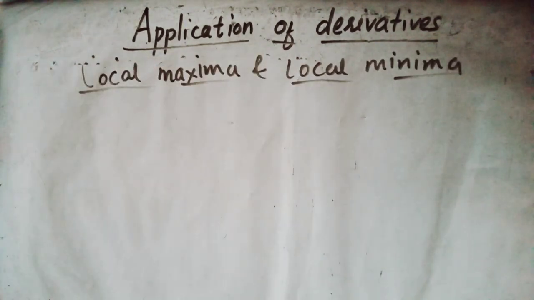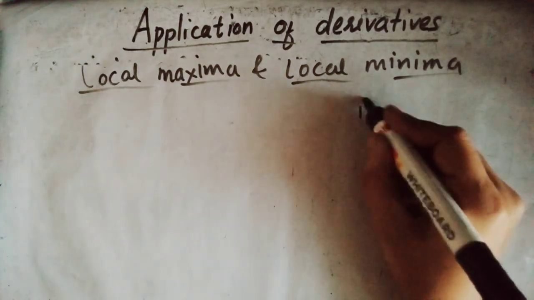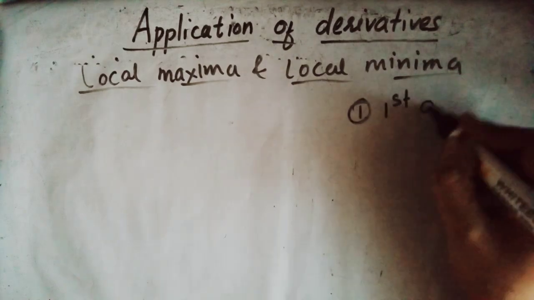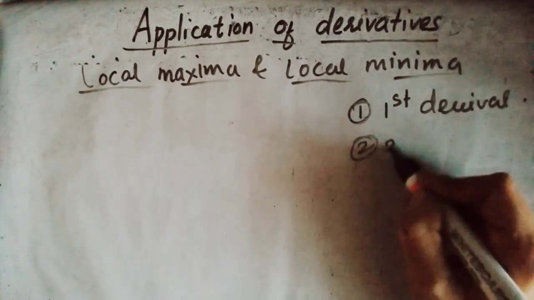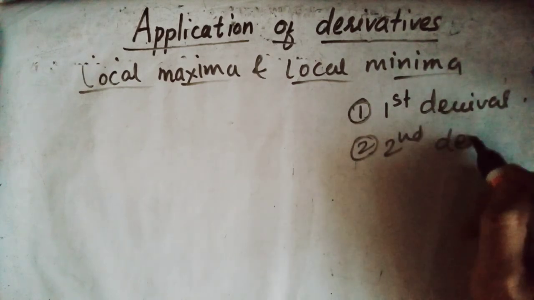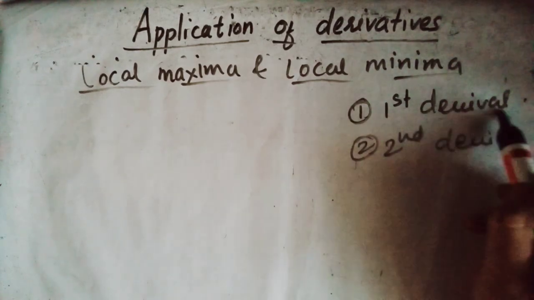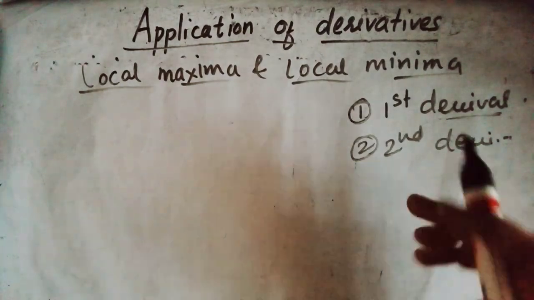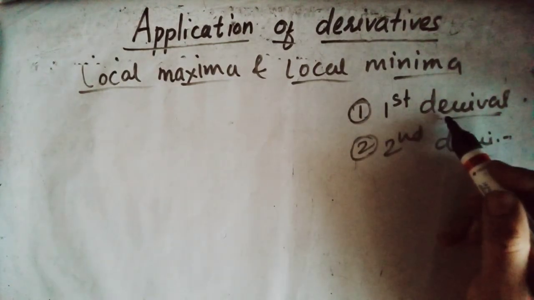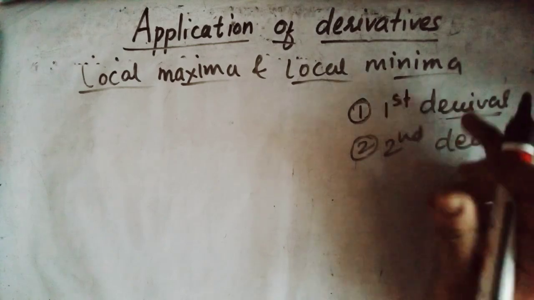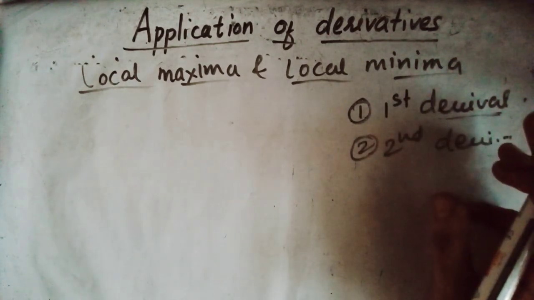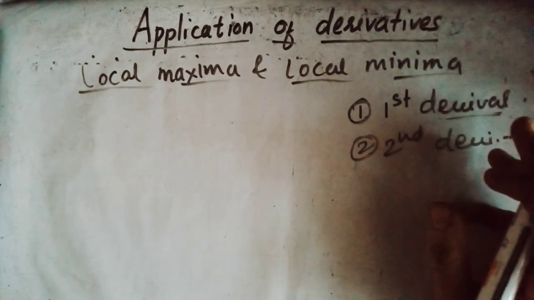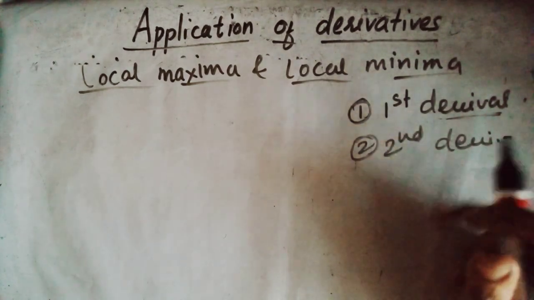Now to find local maxima or local minima, there are two tests: the first derivative test and the second derivative test. In the first derivative test you have to take the first derivative, and then put the critical points, the points which you get, x1, x2, into f(x) and see the values of maxima and minima.